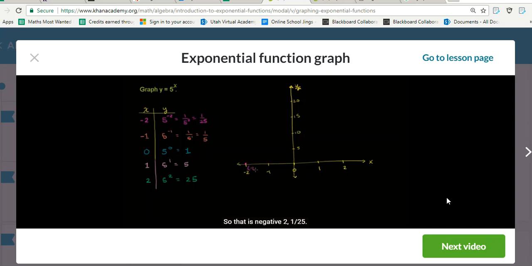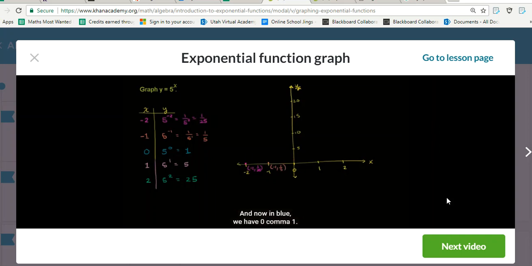So that is -2, 1/25. It's not going to be on the x-axis. 1/25 is obviously greater than 0. It's going to be really, really close. Now let's do this point here in orange: -1, 1/5. 1/5 on this scale is still pretty close. So that right over there is -1, 1/5.